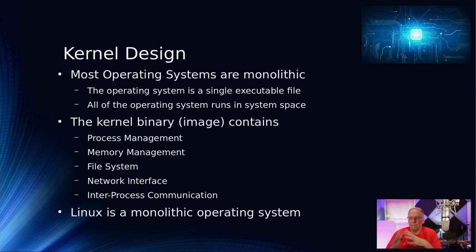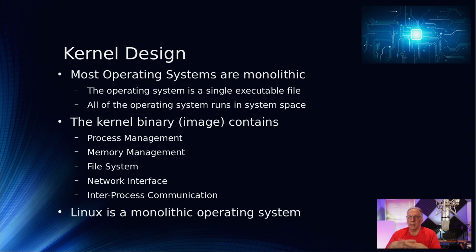Most operating systems, I'm going to talk about this, are monolithic. All that means is that the operating system is one big executable, and all of that part runs in the system space or kernel space. And the kernel binary contains all of those things we just talked about. The process manager, the memory manager, all that stuff is inside the kernel image. Linux is a monolithic kernel.